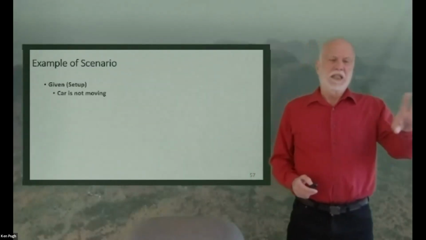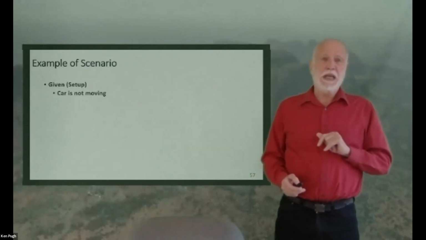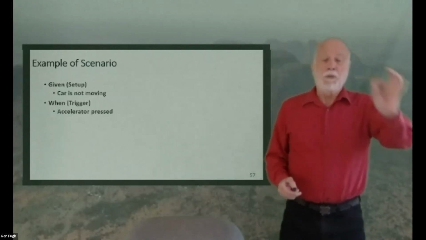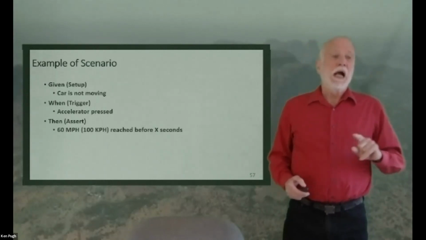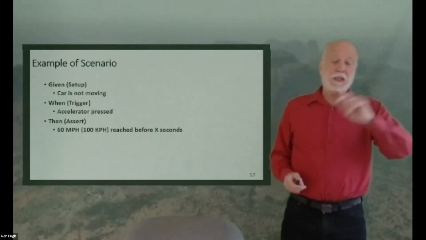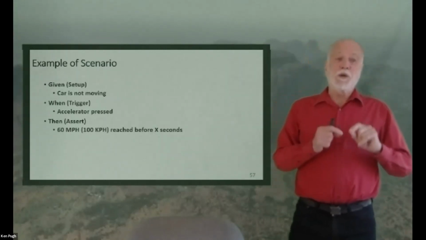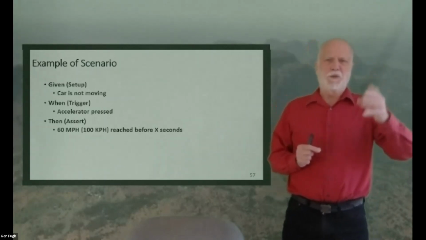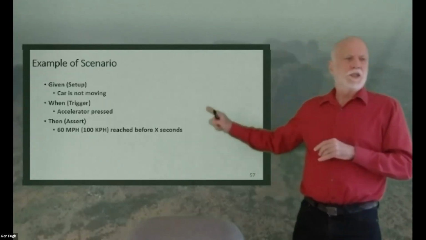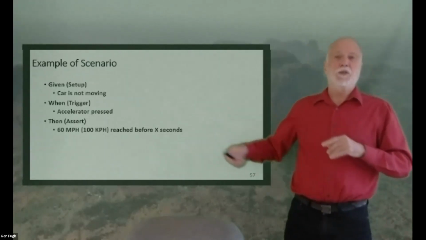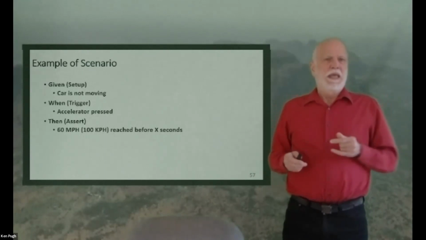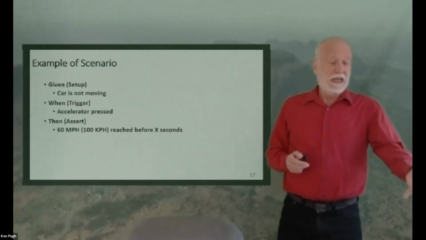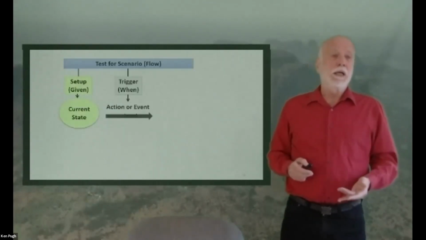So the scenario that we started with yesterday: given our car is not moving, when we press the accelerator, then 60 miles or 100 kilometers per hour is reached before 3 seconds. That was the one Jordan came up with. So 60 miles per hour is reached in 3 seconds. There's our scenario. That's the way Jordan wanted the car to work.